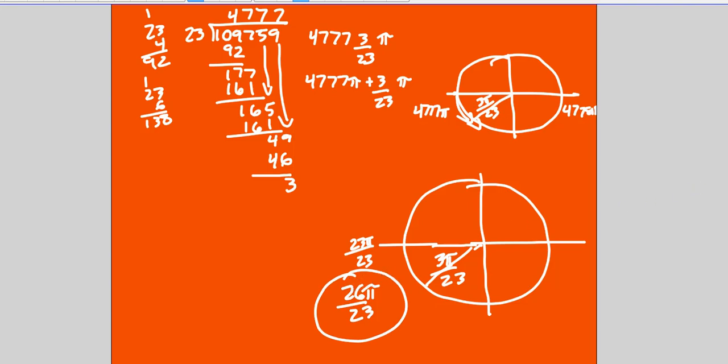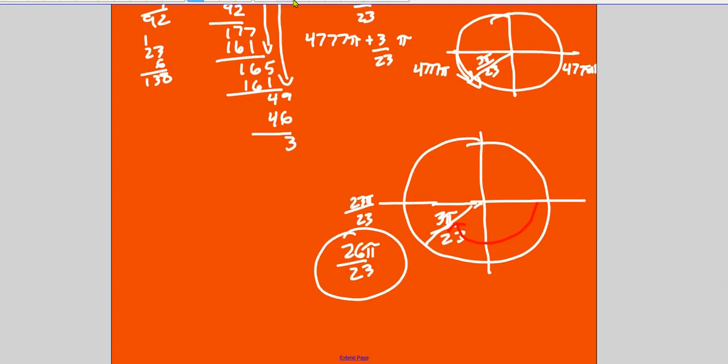So now let's reverse ourselves. So we're here, we're going to go this way. So this is now clockwise, that's negative rotation. So this is 23 pi over 23 negative, because we're going this way. Come back another 3 pi over 23 in the positive direction. That makes negative 20 pi over 23. So this is the smallest positive, this is the smallest negative.